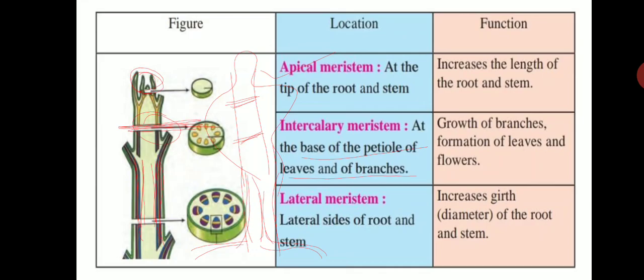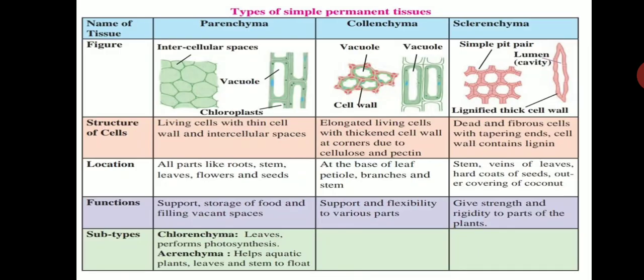So next type of plant tissue is permanent tissue. In the permanent tissue there are again two types, simple permanent tissue and complex permanent tissue.